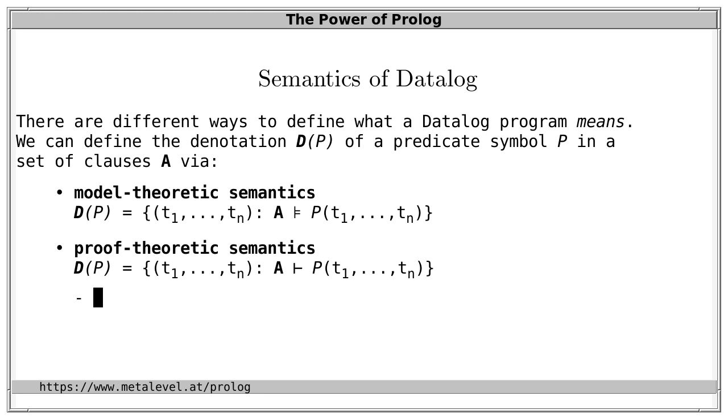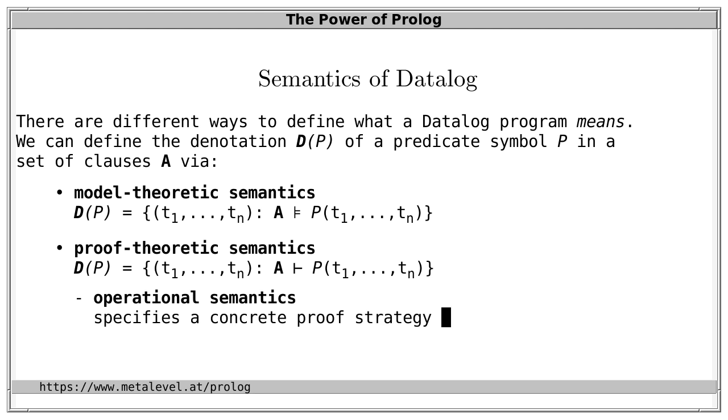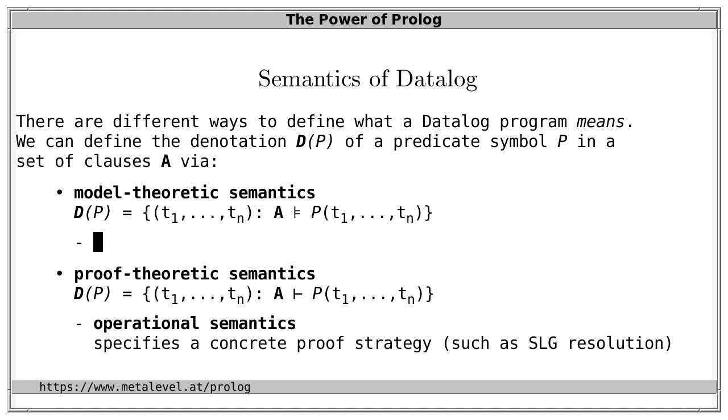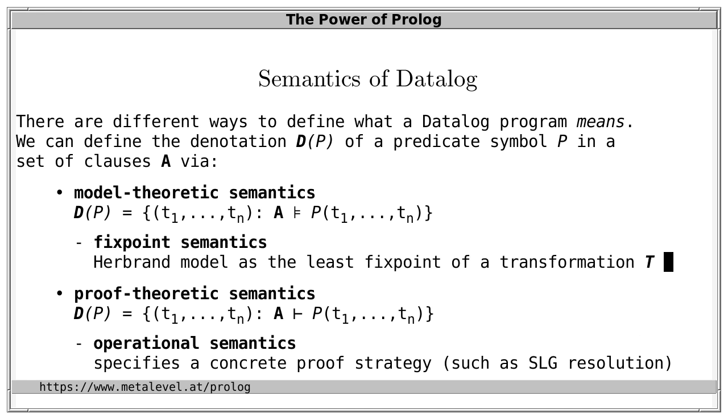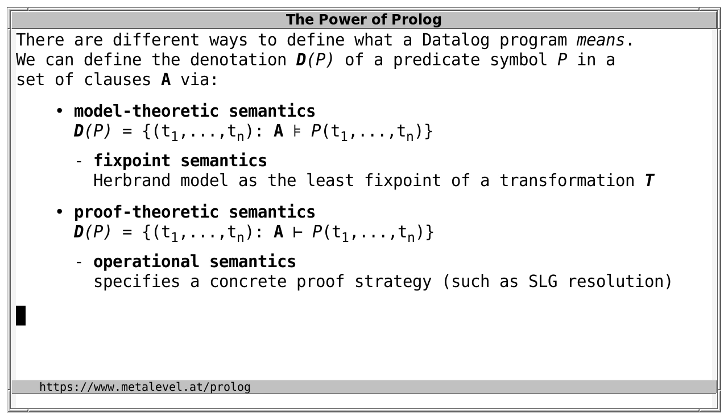And as a special case of proof-theoretic semantics, we can also give a Datalog program an operational semantics by specifying a concrete proof strategy, such as SLG resolution. And analogously, we can also consider a special case of model-theoretic semantics, called the fixed-point semantics. This defines an Herbrand model as the least fixed point of a transformation T, which saturates the set of clauses with semantic consequences. So, from a logical perspective, these are two major ways to define the meaning of Datalog programs: model-theoretic semantics and proof-theoretic semantics. And both of them allow specializations by specifying concrete computation strategies.